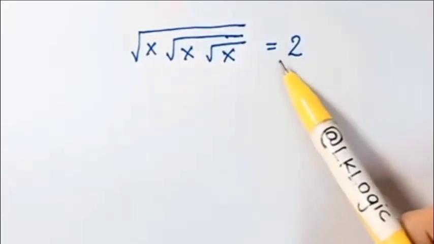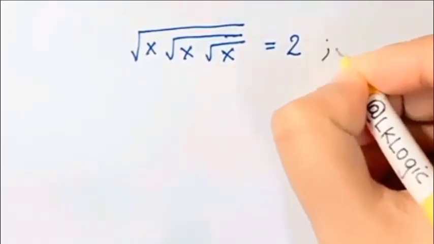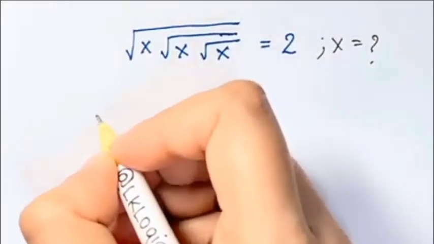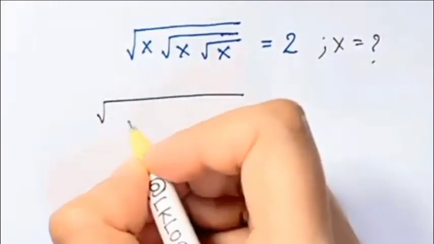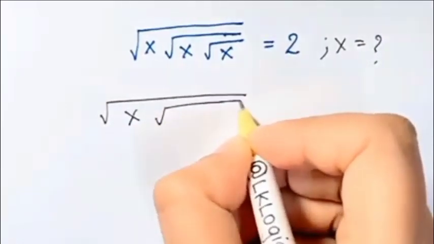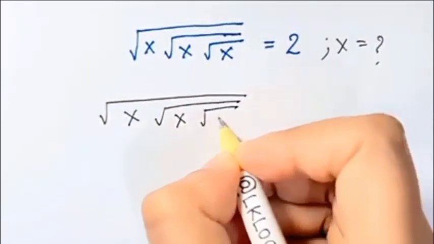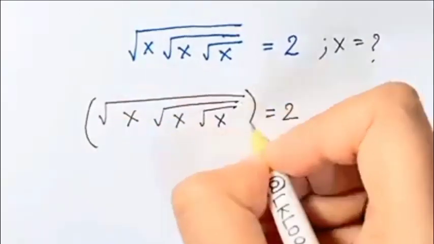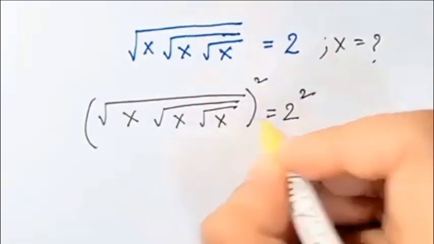Practical problem for you all. So we have to find the value of x in this. Now let me write it down again. That's x to the power of root x is equal to 2. So I'm going to square this on both sides.